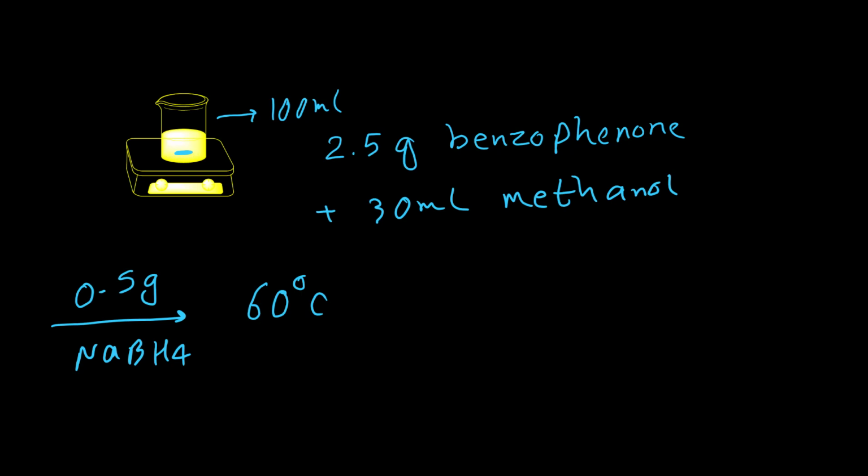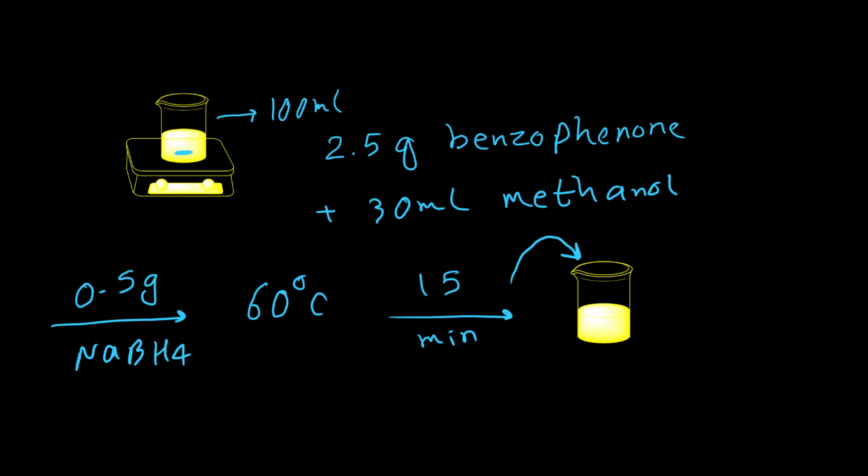So after finishing the addition of sodium borohydride, we need to let the mixture stir for 15 minutes and then transfer all the mixture into a beaker containing crushed ice and 10 milliliters of 6 molar hydrochloric acid.